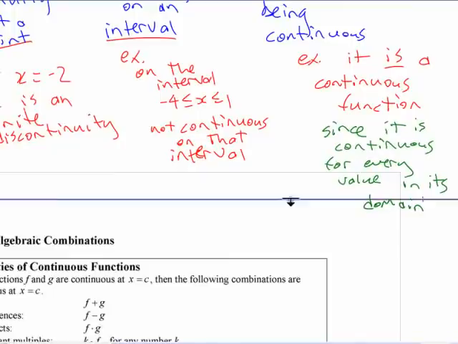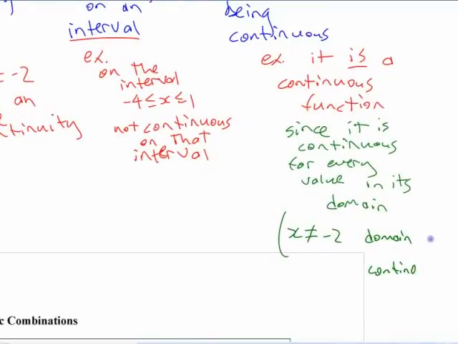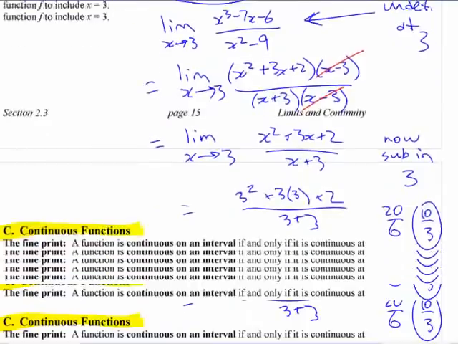Well, again, think about what the domain is. The domain is all numbers except negative 2. It's continuous for that, right? That's the domain, and it's continuous for every one of those points. How come this one is discontinuous? The one with the squared. Where are we talking about? Okay, let's go back down here.